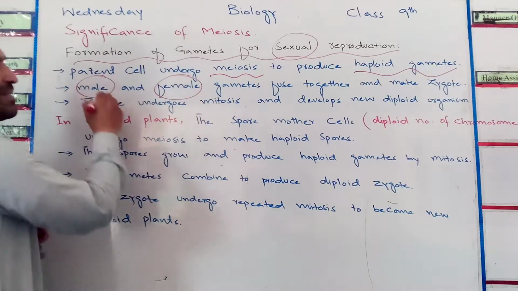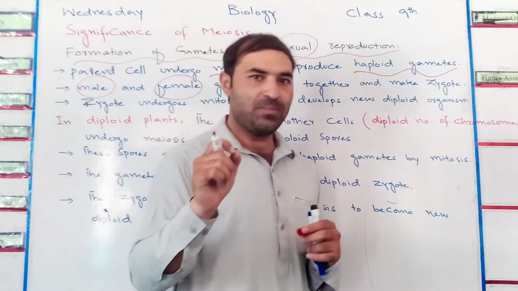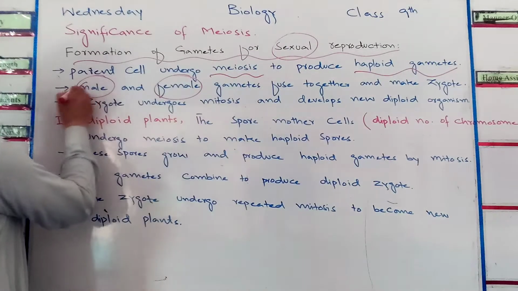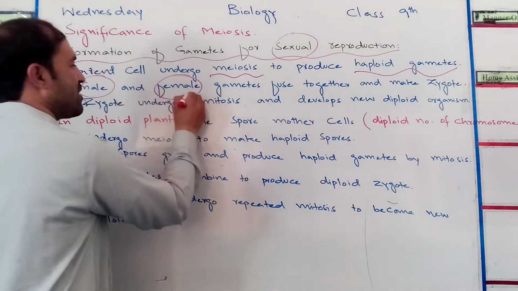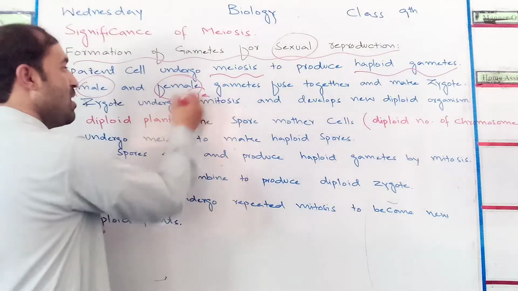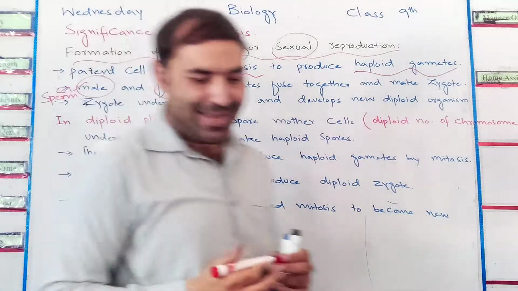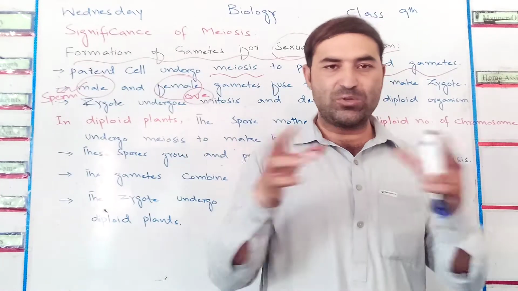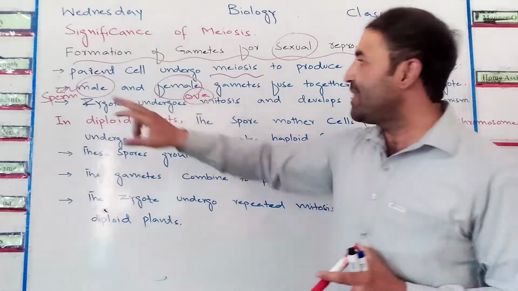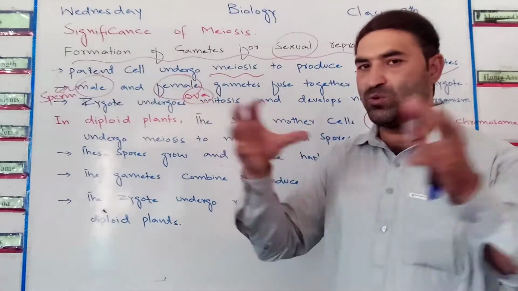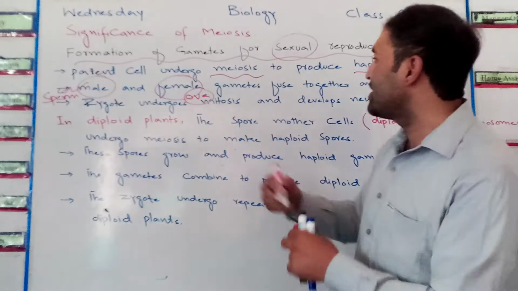The male gamete is called sperm. I will write it here. Male gamete is called sperm and female gamete is called ova. Now these two gametes will fuse together and form a zygote. Means that sperm and ova will fuse together and form a zygote.